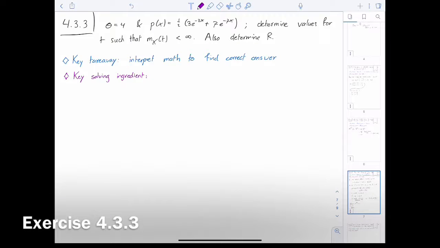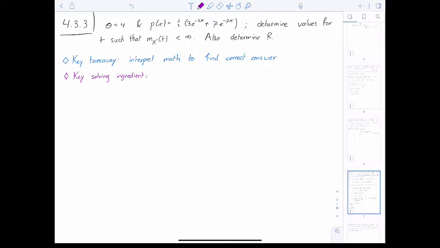In exercise 4.3.3, we are given a constant theta equal to 4, and we are given a probability density distribution, P, and we have to determine values for t such that the moment generating function of this random variable, or the associated random variable, is finite. So it's smaller than infinity. And we also have to determine r, the adjustment coefficient.